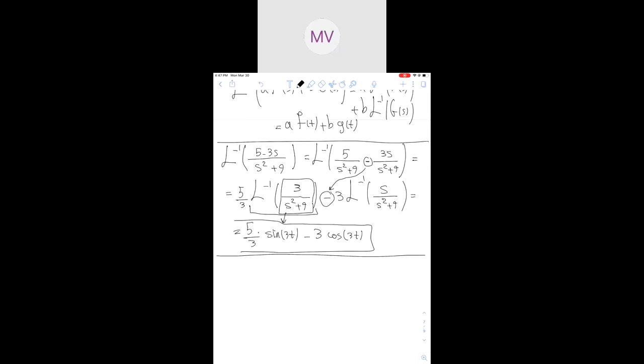Now, sometimes you might have to do partial fractions. We'll get to an example. There's nothing in this section 10.1, but we'll get those in 10.2.